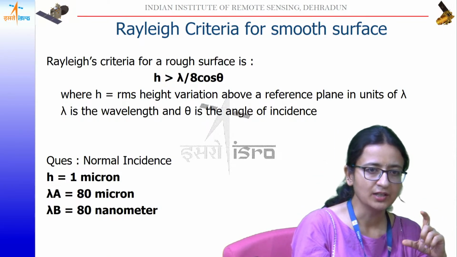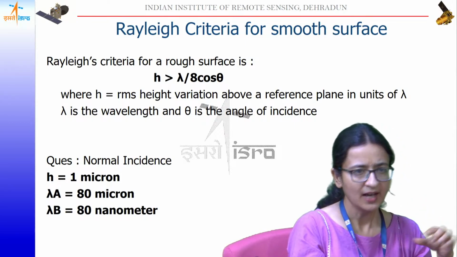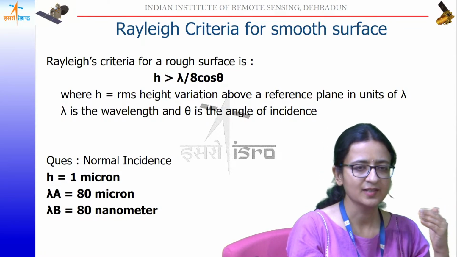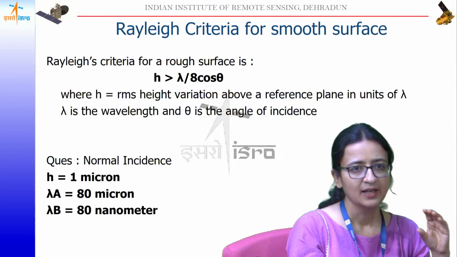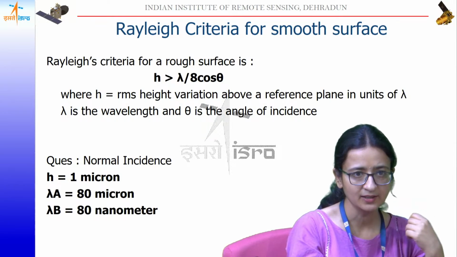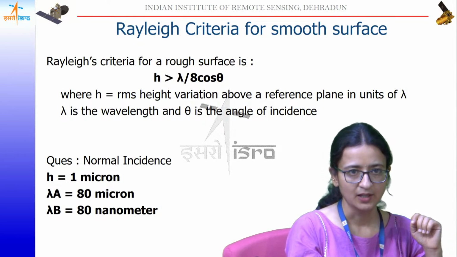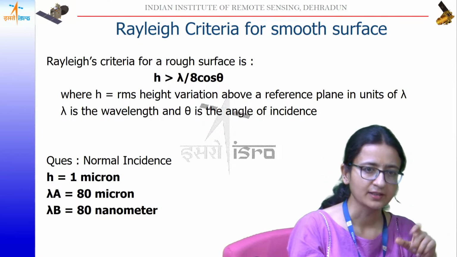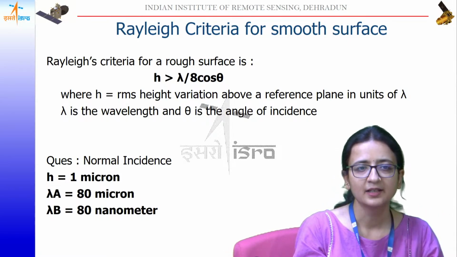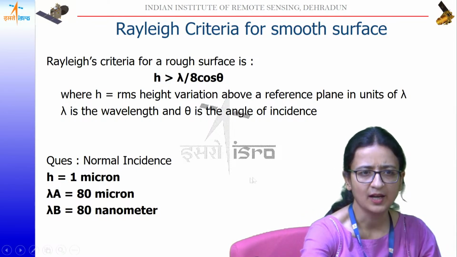If you have an average undulation of the surface and you can measure it, that is roughly taken as h. Actually it is the root mean square height variation above a reference plane, but for simplicity just take it as the average undulation of the surface. On the other side, lambda by 8 cos theta is a factor, where lambda is the wavelength in which you are observing the surface and theta is the angle of incidence. If h becomes greater than this factor, the surface appears rough on a remote sensing image, whereas if the reverse happens, the surface appears smooth. Okay, so there is a question you can try on your own.